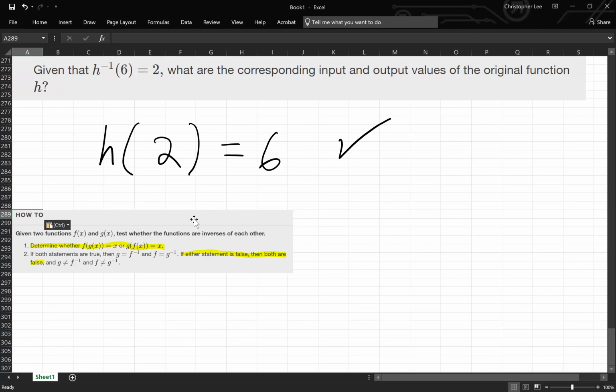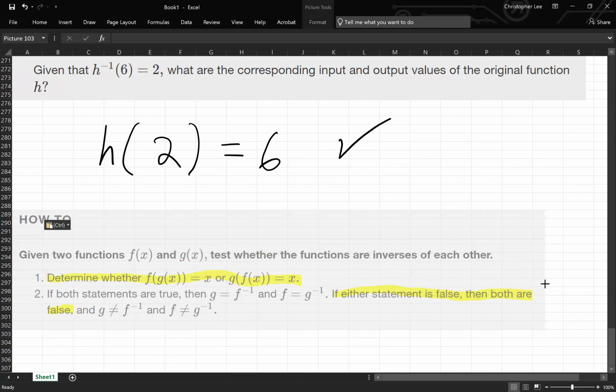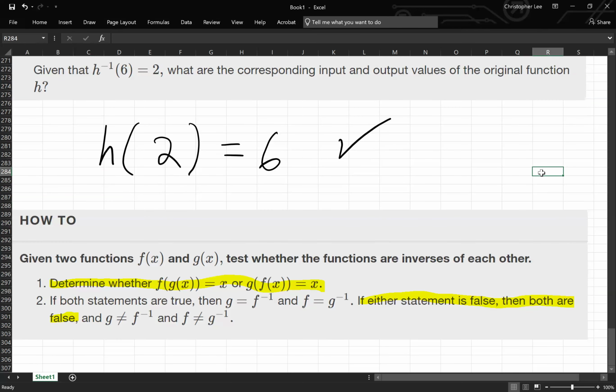All right. So here you go, step by step how to do this. Given two functions, f of x and g of x, you want to test whether the functions are inverses of each other. This is how you do it. Determine whether f of g of x is equal to x and g of f of x is equal to x. If both statements are true, then g is equal to f inverse and f is equal to g inverse. If either statement is false, then both are false. So g does not equal f inverse and f does not equal g inverse. All right? Good?